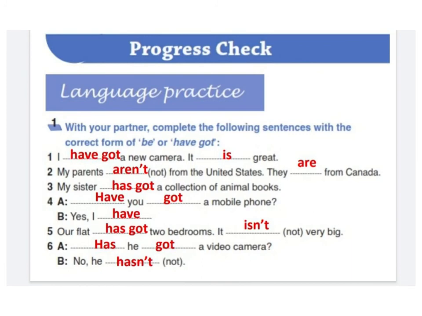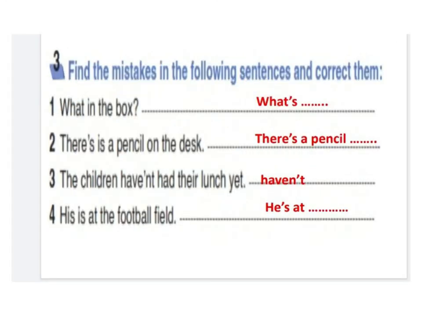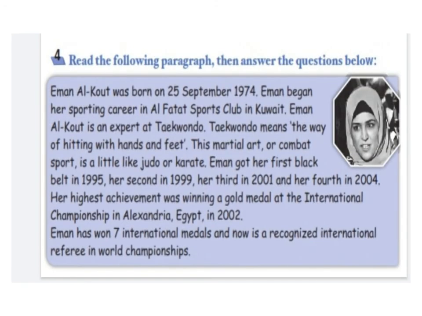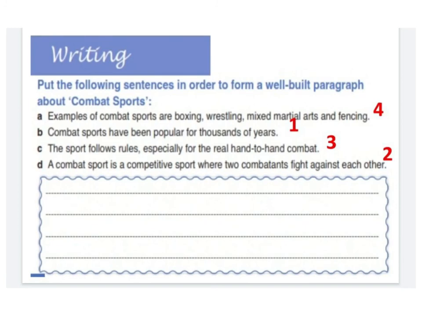Now here I have put another slide to do exercise number 1. Exercise number 2 has to do with the present simple or the present continuous. And this one for exercise 3 is about Iman Al-Kout, the reading comprehension, and these are the answers. The last exercise has to do with writing. We said that this is number 1, this is number 2, this is number 3, and this is number 4. You write them here in the form of a paragraph.